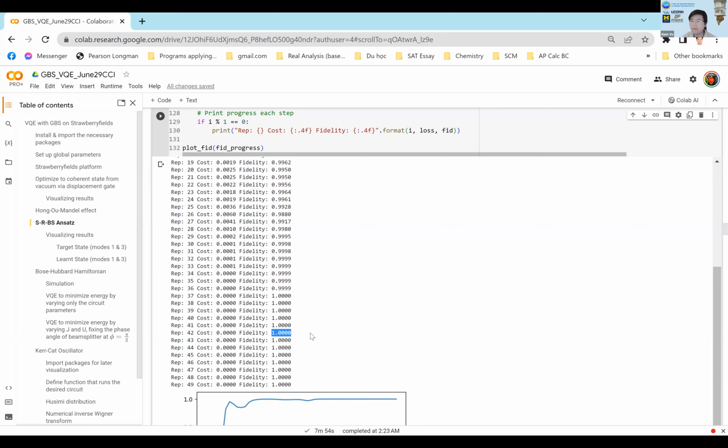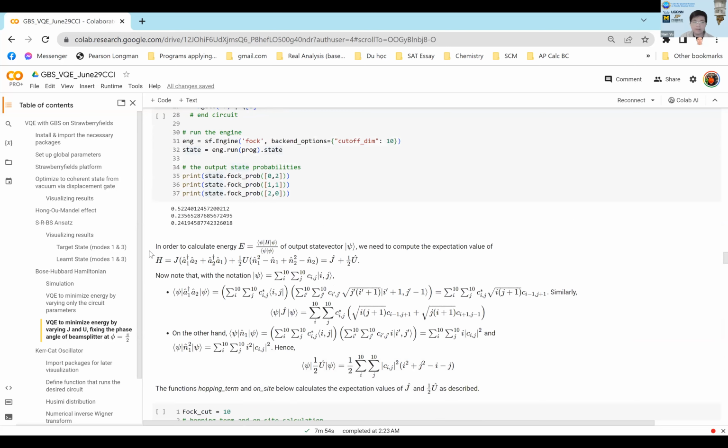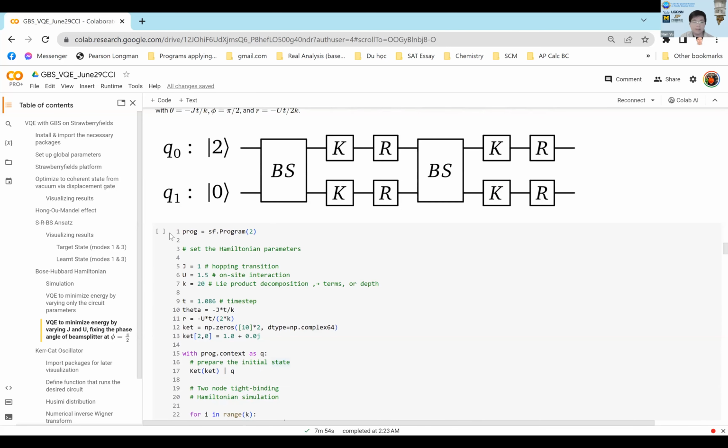Again, it also has to make physical sense before building an ansatz as well. So up until now, I have covered how to simulate quantum dynamics and how to implement a variational quantum eigensolver separately. So I'm going to end the demonstration with how to actually combine them. So here, I'm using the Bose-Hubbard Hamiltonian. The circuit was shown to you earlier.